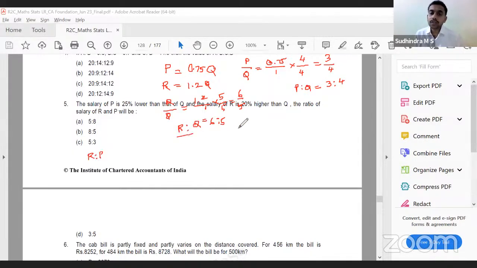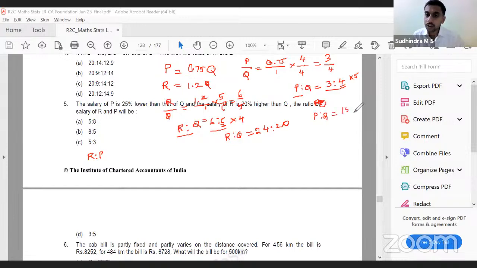So R is to Q is 6 by 5. P is to Q is 3 by 4. How do we get this? I have to multiply this ratio by 5, and this by 4. You get R is to Q is equal to 24 by 20, 24 is to 20. P is to Q is 15 is to 20.